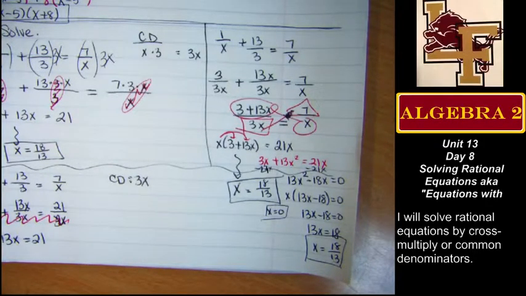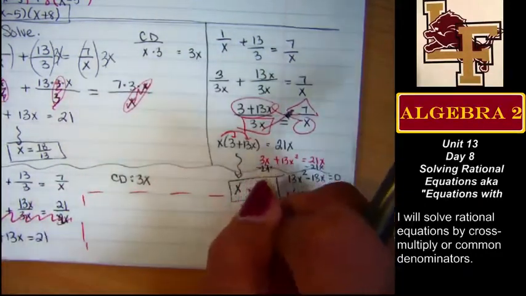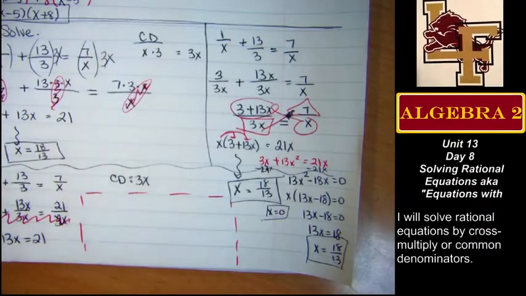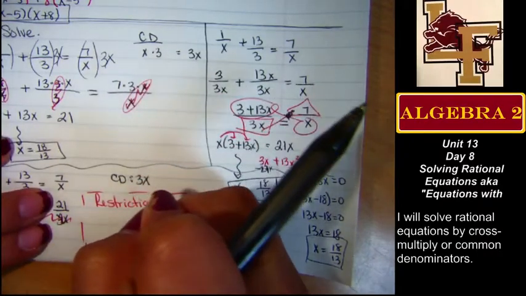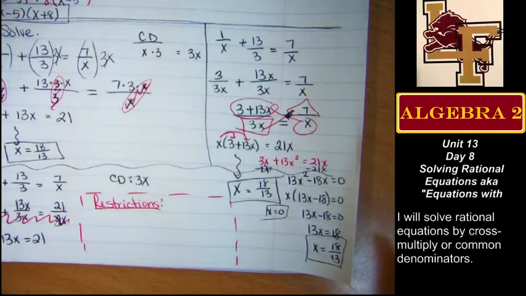Does that feel really bizarre? Like you're sitting there going, why did we suddenly have two answers? And which one is right. I'm so glad that you're thinking that. It's because equations like this, where you have fractions and variables in the denominator, have restrictions. They have values that the variable x cannot be.